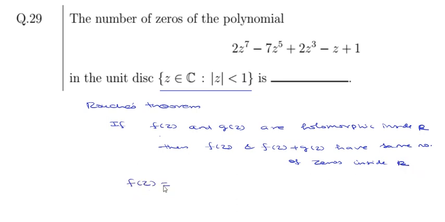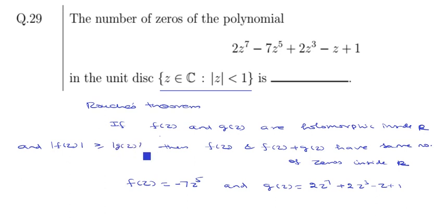So now we will choose f of z. So this is based on trial and error. So we can take f of z to be minus 7 z power 5 and g of z equal to the rest of the things, 2 z power 7 plus 2 z cube minus z plus 1. So we have one more condition, f of z and g of z are holomorphic inside and modulus of f of z is greater than or equal to modulus of g of z.